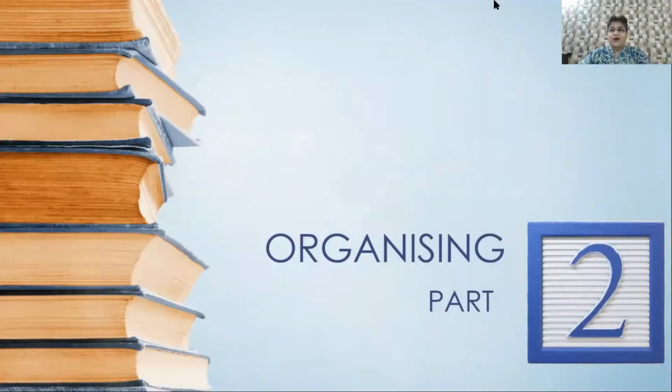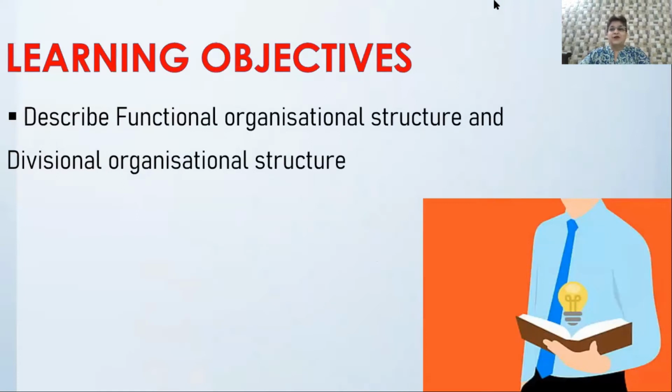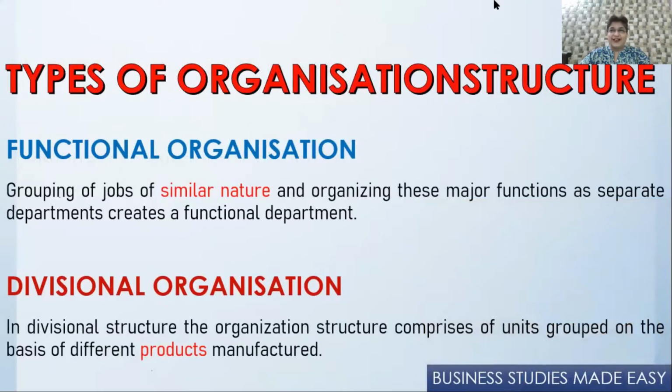Today we are going to do organizing part 2, and in this we are going to learn about functional organization structure and divisional organization structure. Now, what is functional organization and divisional organization? When the entire organization is divided into departments according to the functions being performed, this type of organizational structure is called functional organization structure. For example, in an organization, you've got a department for marketing, production, finance, etc. Then this type of organization structure is called functional organization structure.